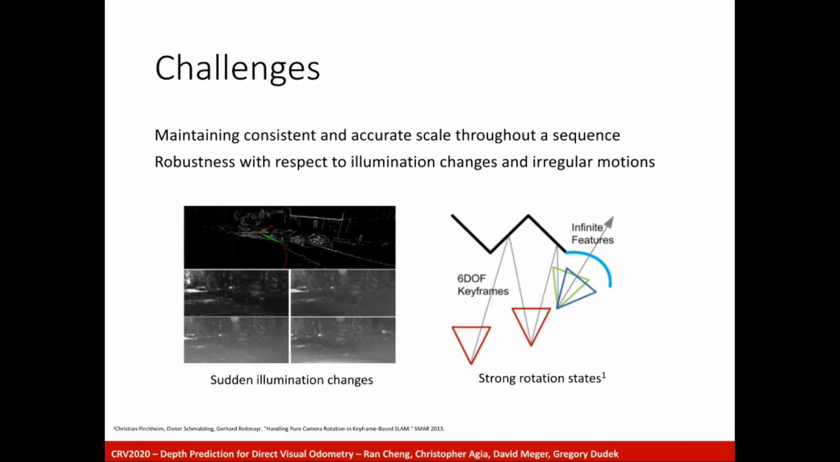So what are the main challenges that we aim to approach here? The first one is maintaining consistent and accurate scale throughout the duration of a sequence. The second one is to provide robustness with respect to illumination changes between frames, and also to provide robustness against irregular motion states such as strong in-place rotations.